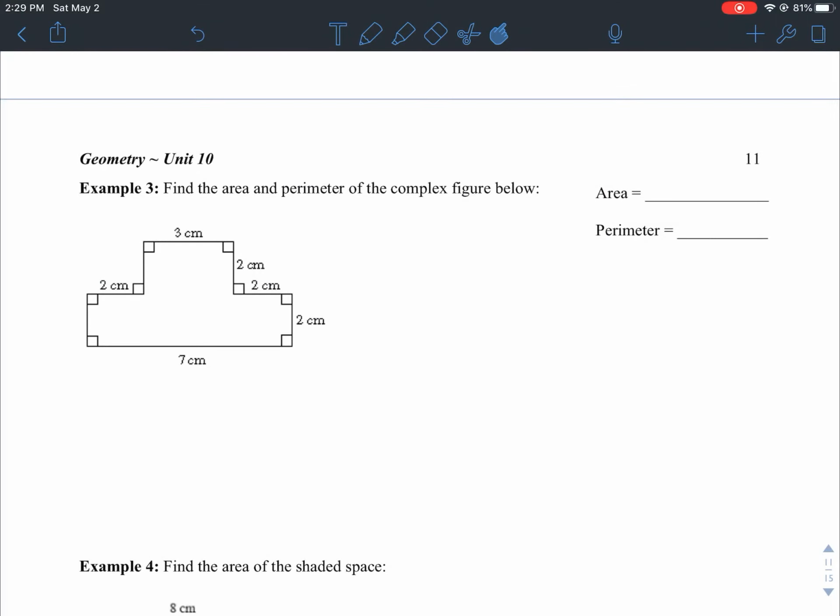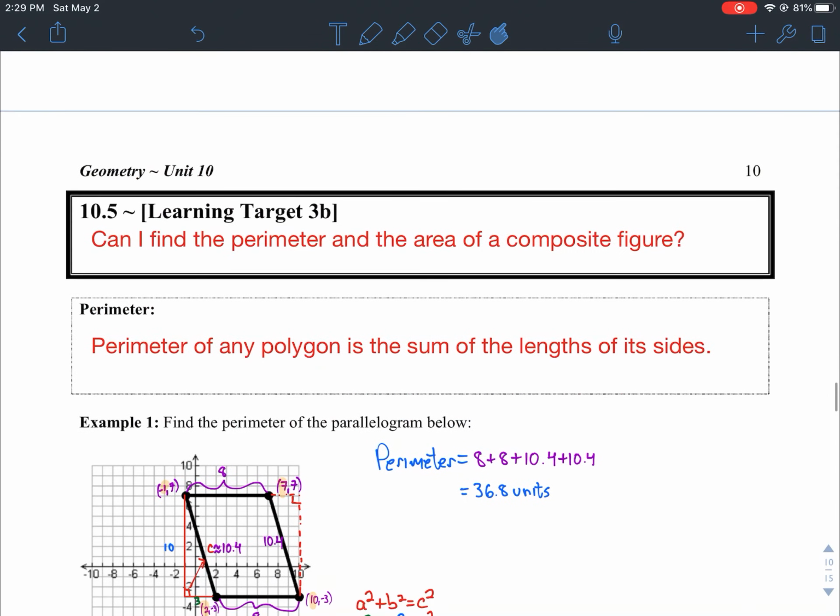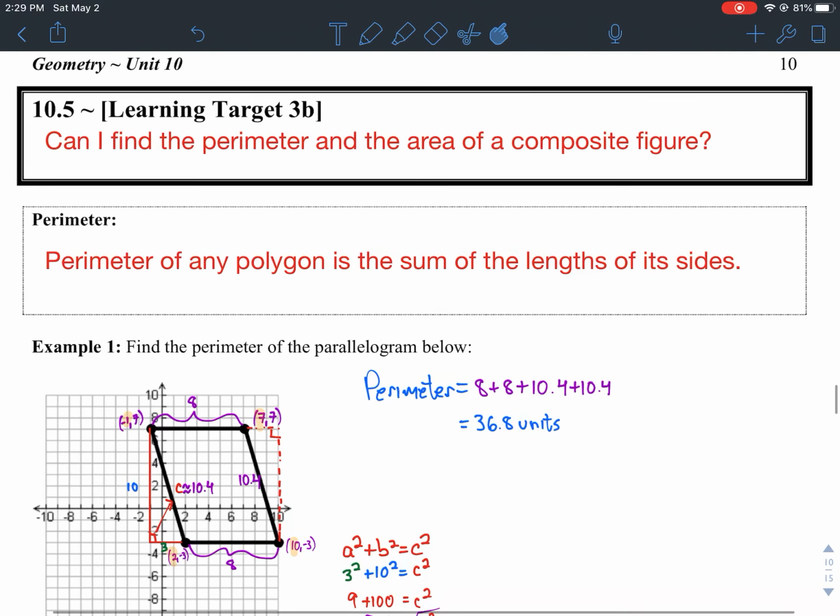Hi guys, again, this is Mr. E here with part 2 of 10-5, where we're learning how to find the perimeter and area of composite figures. The second part of this video, we're going to learn how to find the area of a composite figure.